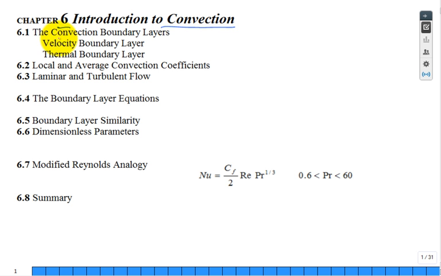Let's take a look at this chapter. It talks about the convection boundary layers. Have you heard of boundary layers before? Yeah, fluid mechanics. This whole chapter is a lot of review of fluid mechanics. So we're going to have the velocity boundary layer, review, and the thermal boundary layer, new. But it'll look a lot like, and be packaged a lot like, the velocity boundary layer. We'll try to develop some analogies, down here, with something that you're familiar with.